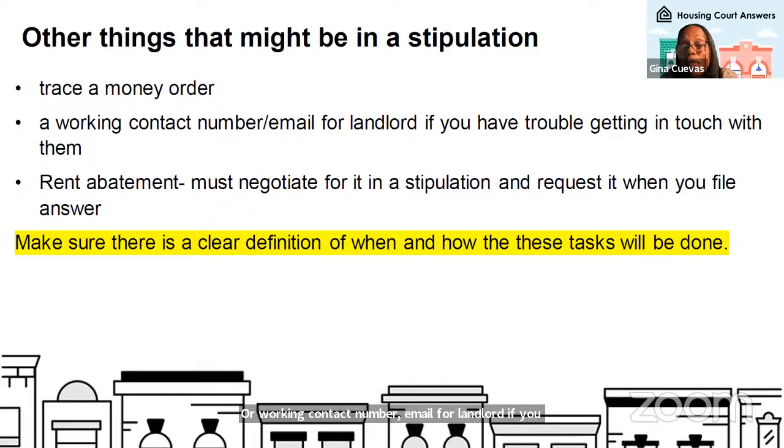A lot of the tenants are saying we are not able to get in touch with management or the super. So it's good to write this on the stipulation. What is the best number or email to get in touch with someone in management?